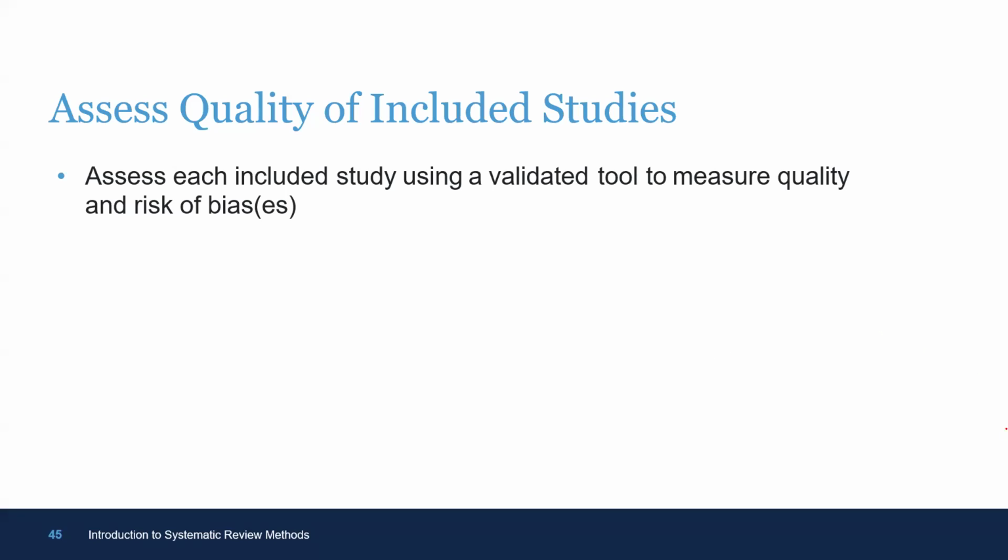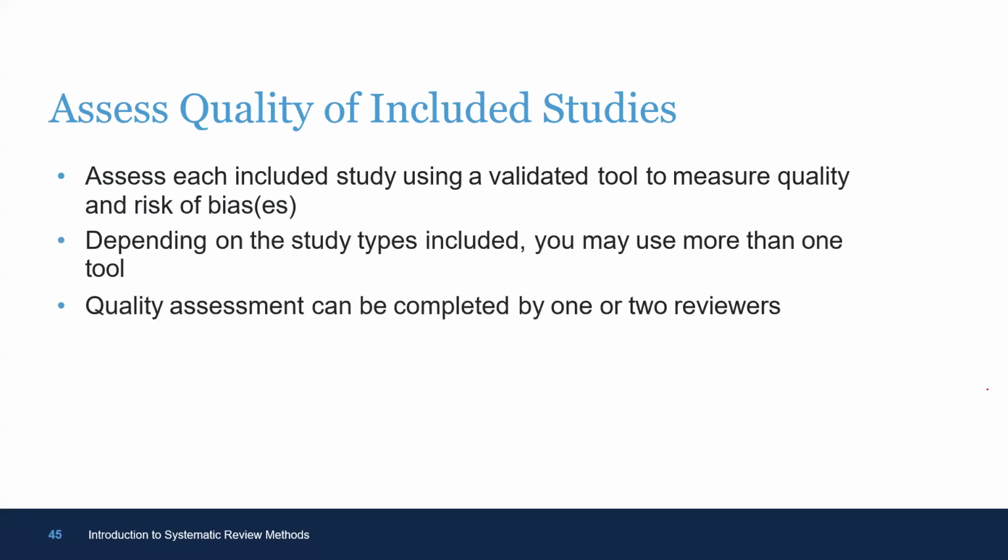So what do we do here? We depend on the type of studies included. We may use different tools. We may use one tool, or you may use two tools, because the studies are different in nature and context; some are longitudinal, some are causal. So depending on the type of study, you may use different tools. And this quality assessment can be completed by one or two reviewers. In most cases, I recommend two reviewers to also control the bias.